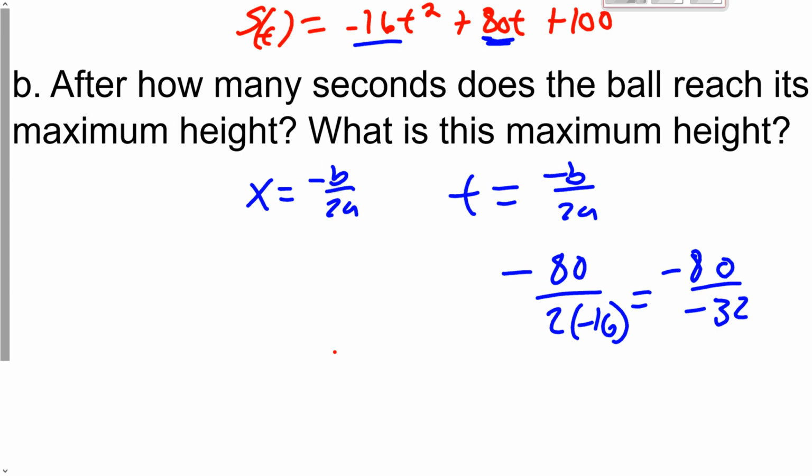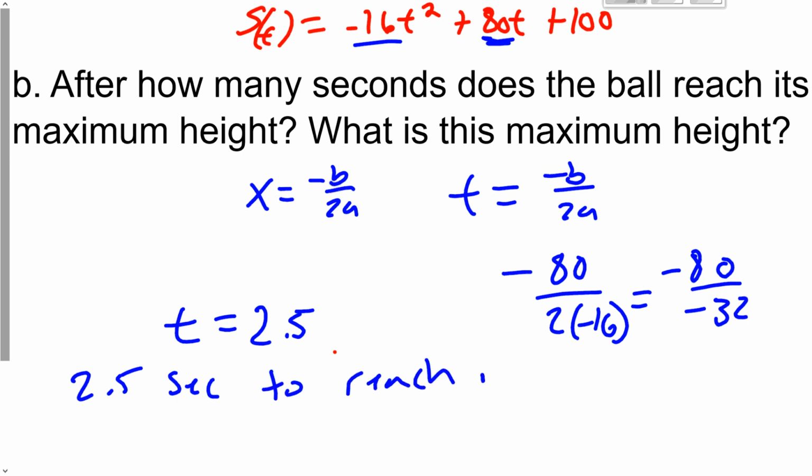And then we can just reduce this. And since this is a word problem, an application problem, we can go ahead and not leave it as a fraction, but turn it into a decimal. So 2.5, negative over negative is positive. So that would be my max height, or how many seconds. So it would take 2.5 seconds to reach max height. Right, so that answers this problem, right?